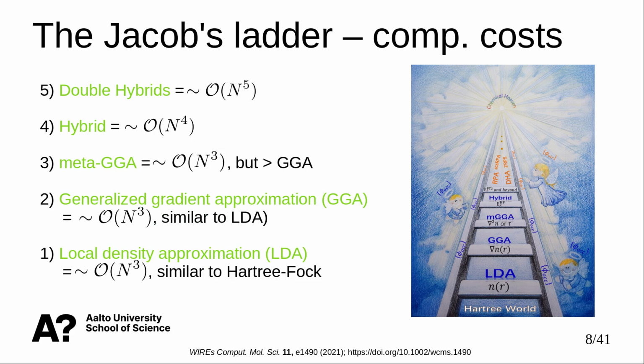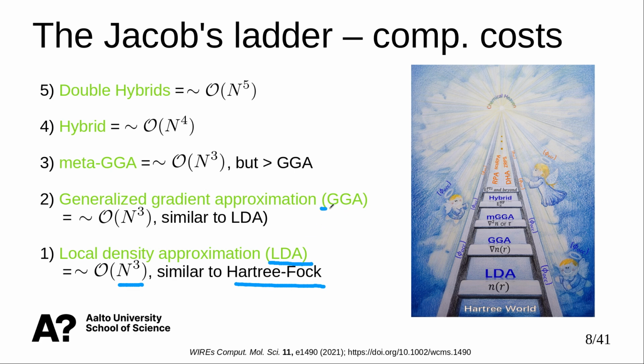What are the costs of the different rungs basically? So LDA comes with a third order. So it scales with the third order of the electrons. So it's similar to the Hartree-Fock if you know some quantum chemistry.